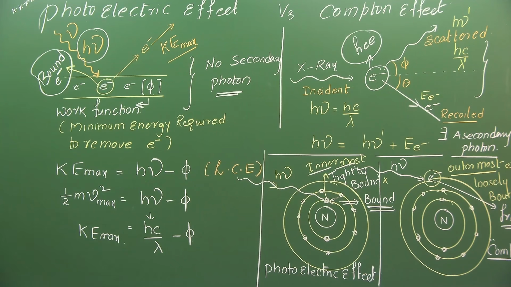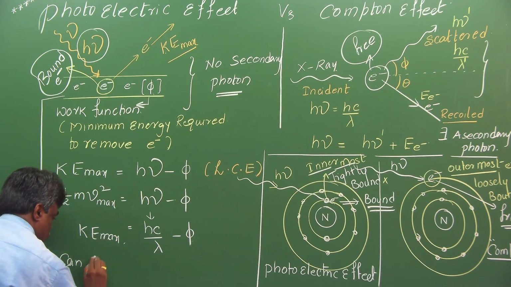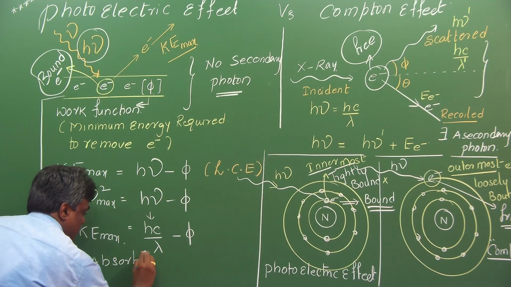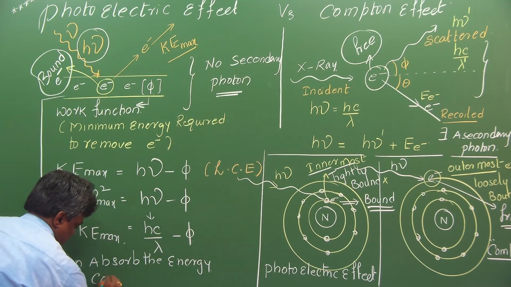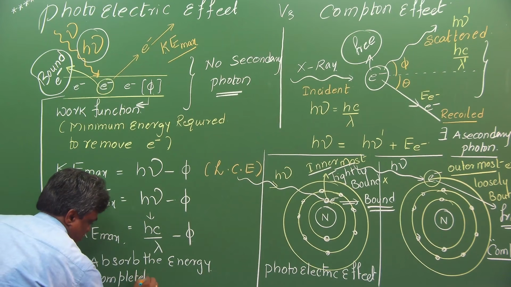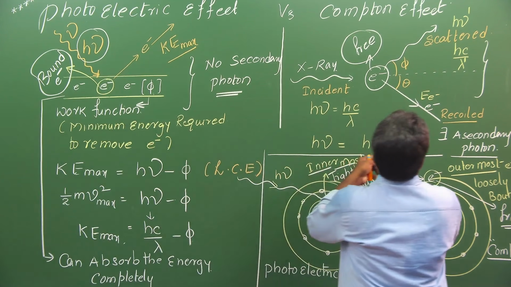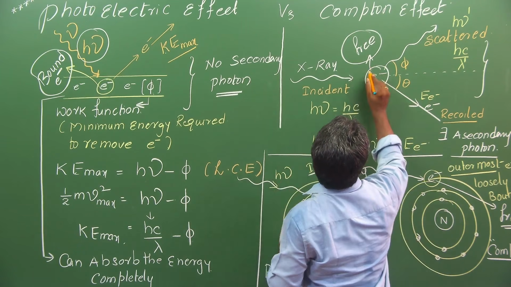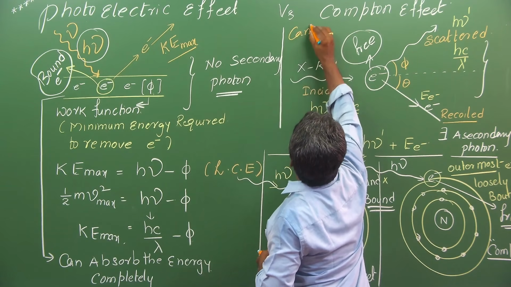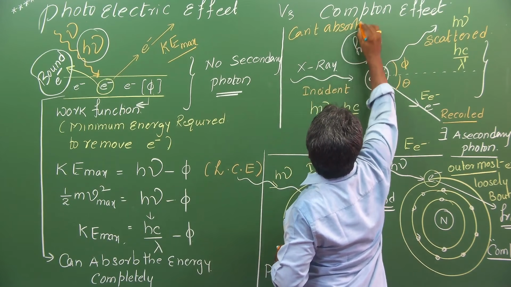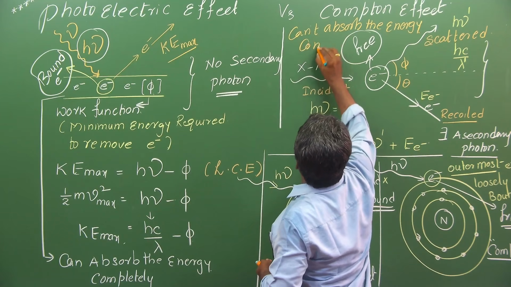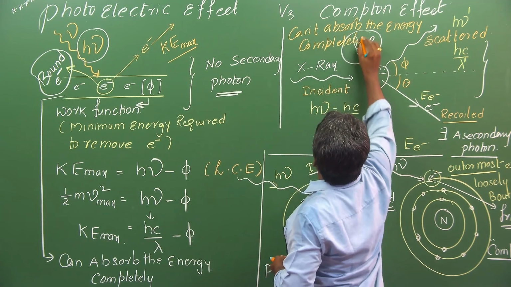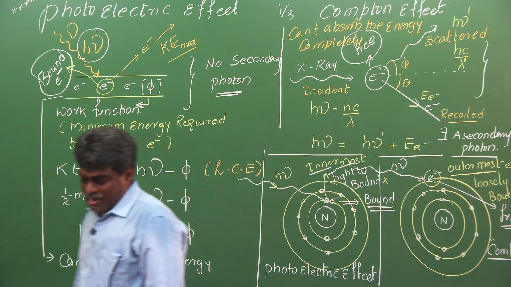You please write properly. A bound electron can absorb the energy completely, you should write this. And this free electron, please write, this free electron cannot absorb the energy completely.